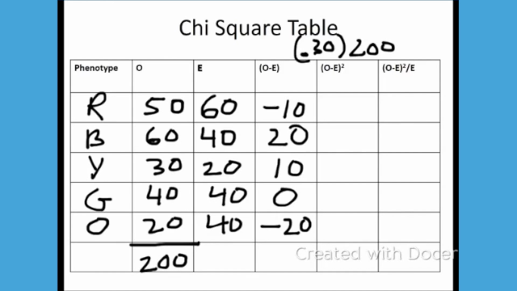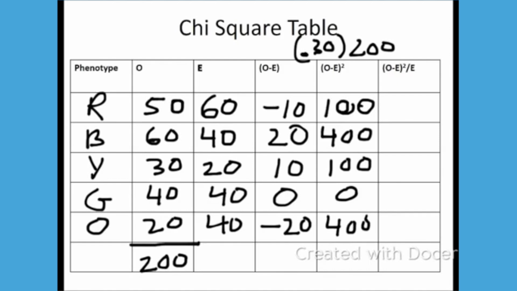In the next column, we're just going to square O minus E. So for the red row, we've got to square negative 10. Negative 10 squared is positive 100. Remember, when you square a negative, it becomes positive. 20 squared is going to be positive 400. 10 squared, positive 100. 0 is just 0. And negative 20 squared is 400.